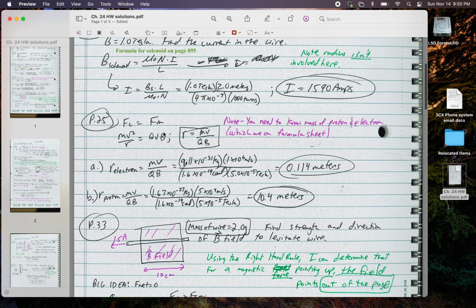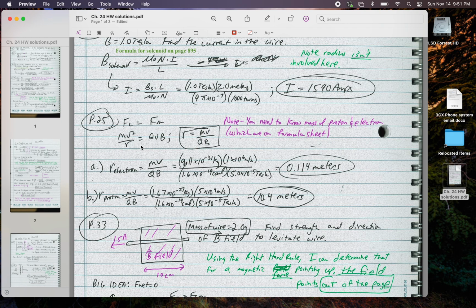For P25, you need to recognize that the magnetic force is going to act as a centripetal force. You also need to know that the mass of a proton, mass of an electron, those are on your formula sheet. So we set the magnetic force equal to the centripetal force, rearrange that, get mv over qB. That's a very common thing for them to ask you, like on an AP exam. And that is not a formula on your formula sheet. You need to be able to derive that. And actually, even the centripetal force one isn't on the formula sheet.